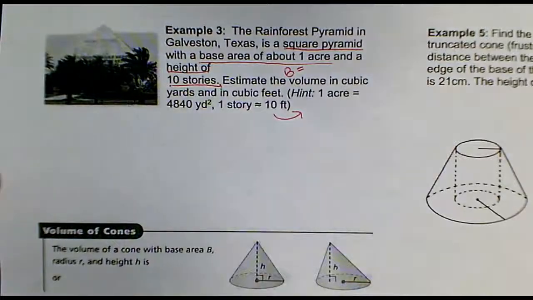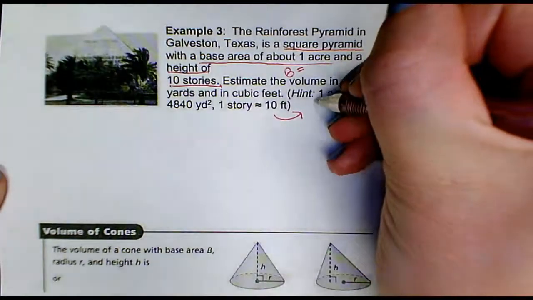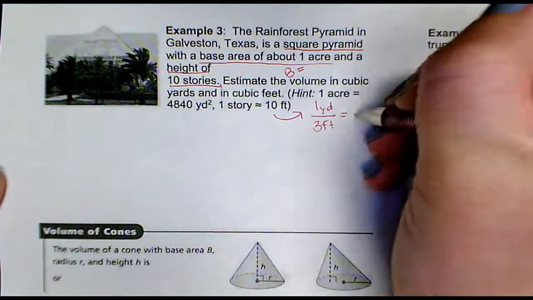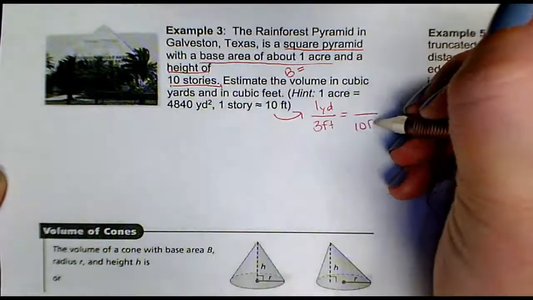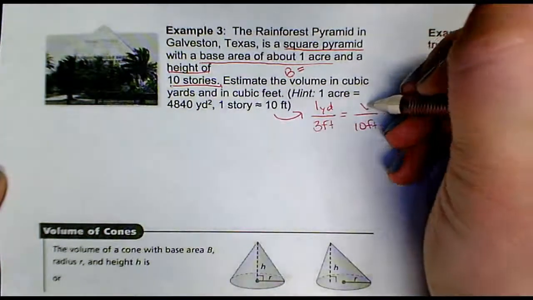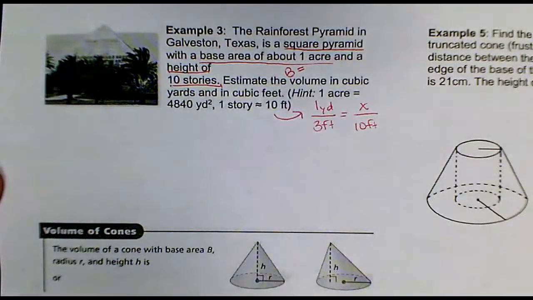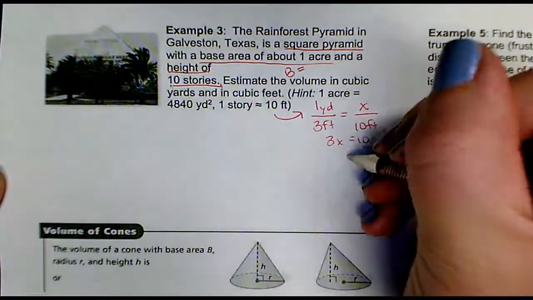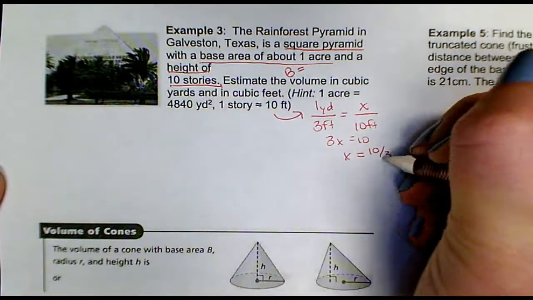how many feet are in a yard? There's 1 yard, and every 1 yard has 3 feet. So I need to convert 10 feet to yards. I don't know how many yards, so I'm going to cross multiply. I have 3x equals 10. If I divide both sides by 3, I get x equals 10/3.